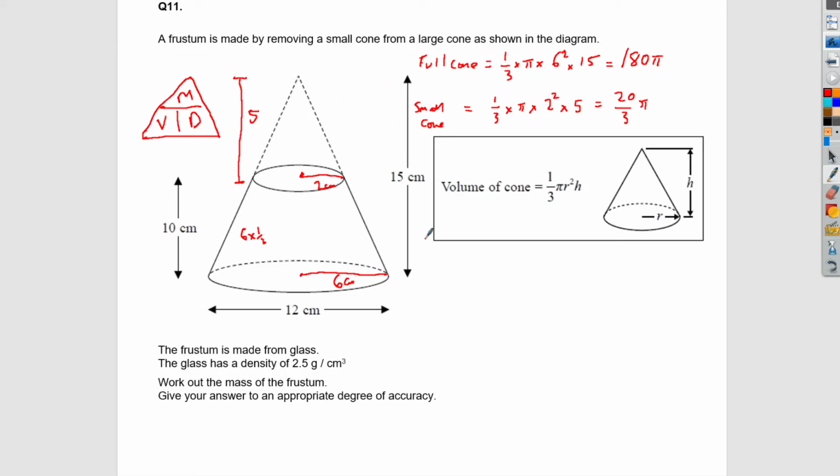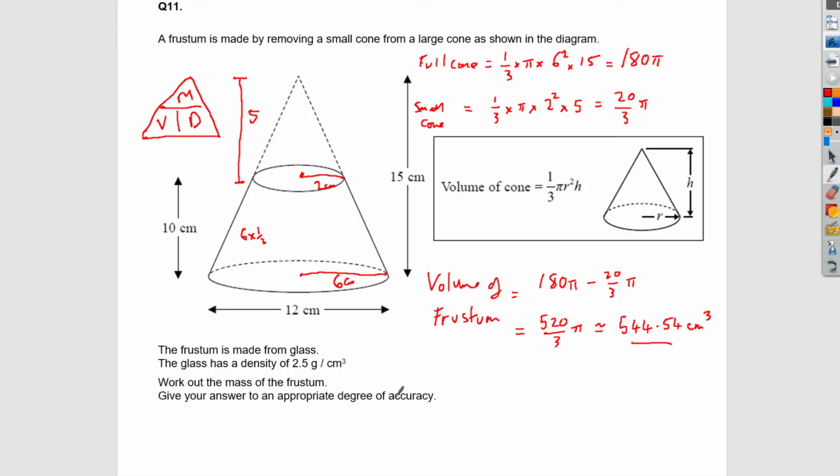To get the frustum, volume of frustum, therefore, it's going to equal the larger cone, 180 pi, minus the smaller cone, 20/3 pi, and that's going to equal 520 over 3 pi, which is approximately, if I was to convert that, 544.54 centimeter cubed.